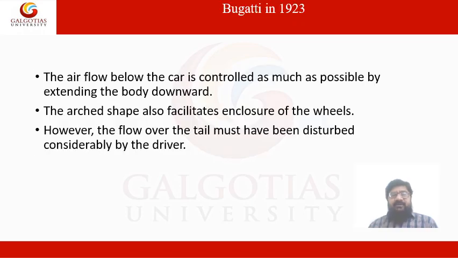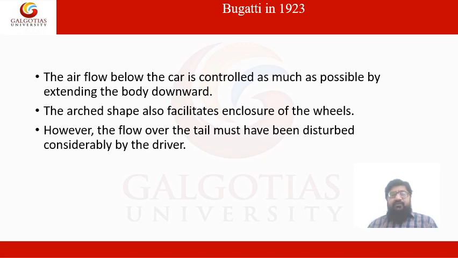The next effort in the streamlining of cars was the Bugattis of 1923. The airflow below the car is controlled as much as possible by extending the body downwards. So the front of the car is extended so that the air doesn't penetrate into the underbody of the car and create turbulence, which causes much of the drag on the underside of the vehicles.